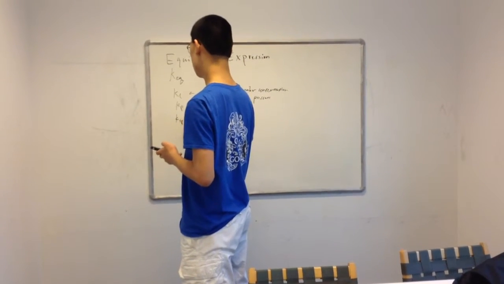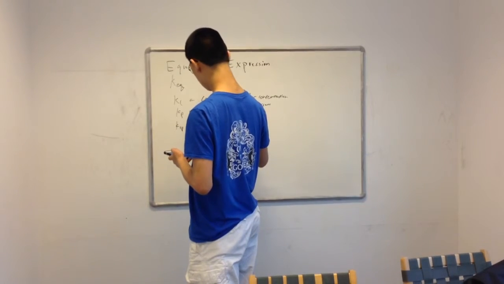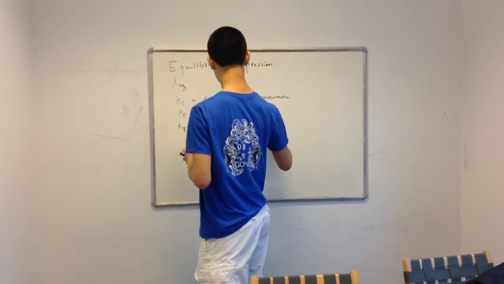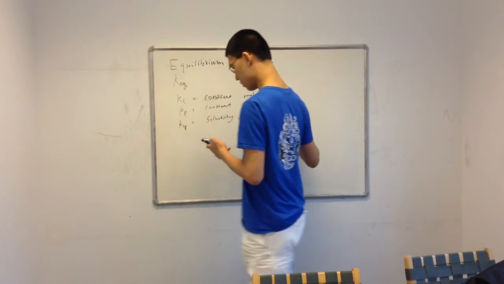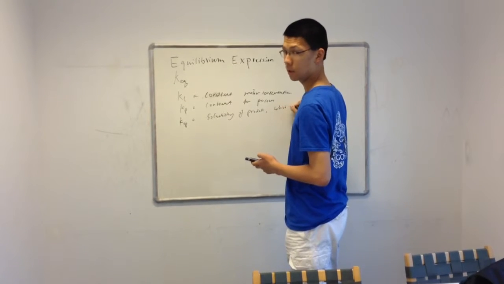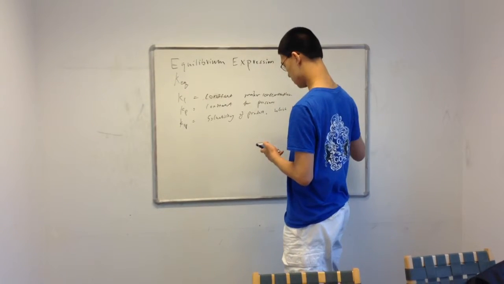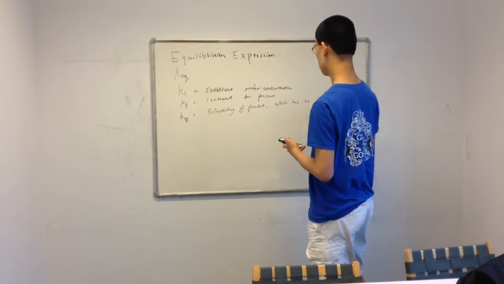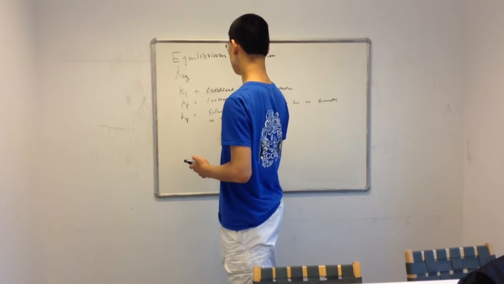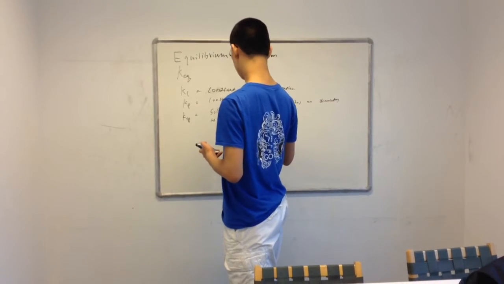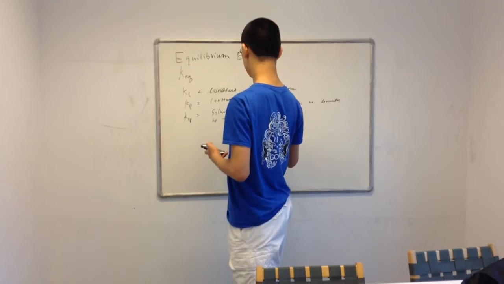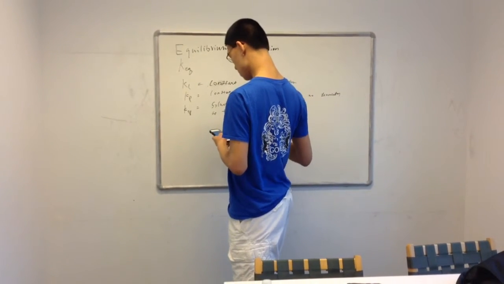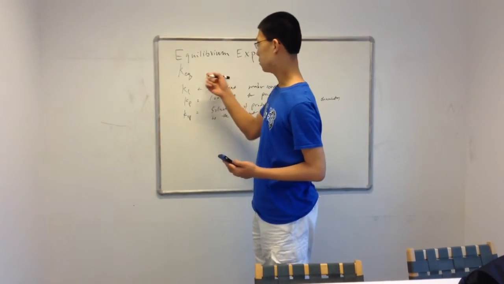Ksp equals the solubility of the products, which importantly has no denominator, as the reactant is solid. And these are the three most common ones we use for KEQ.